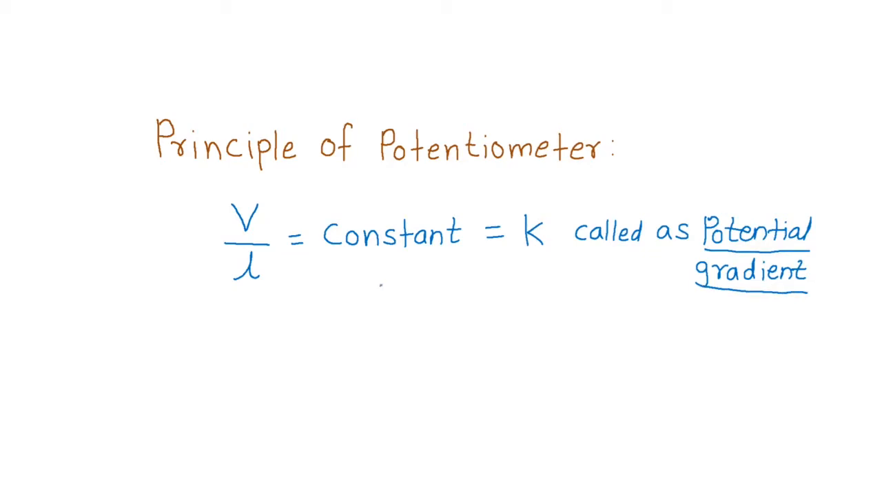In other words, the fall of potential per unit length of wire, that is potential gradient of wire, is constant and measured in terms of volt per meter, the SI unit of potential gradient.